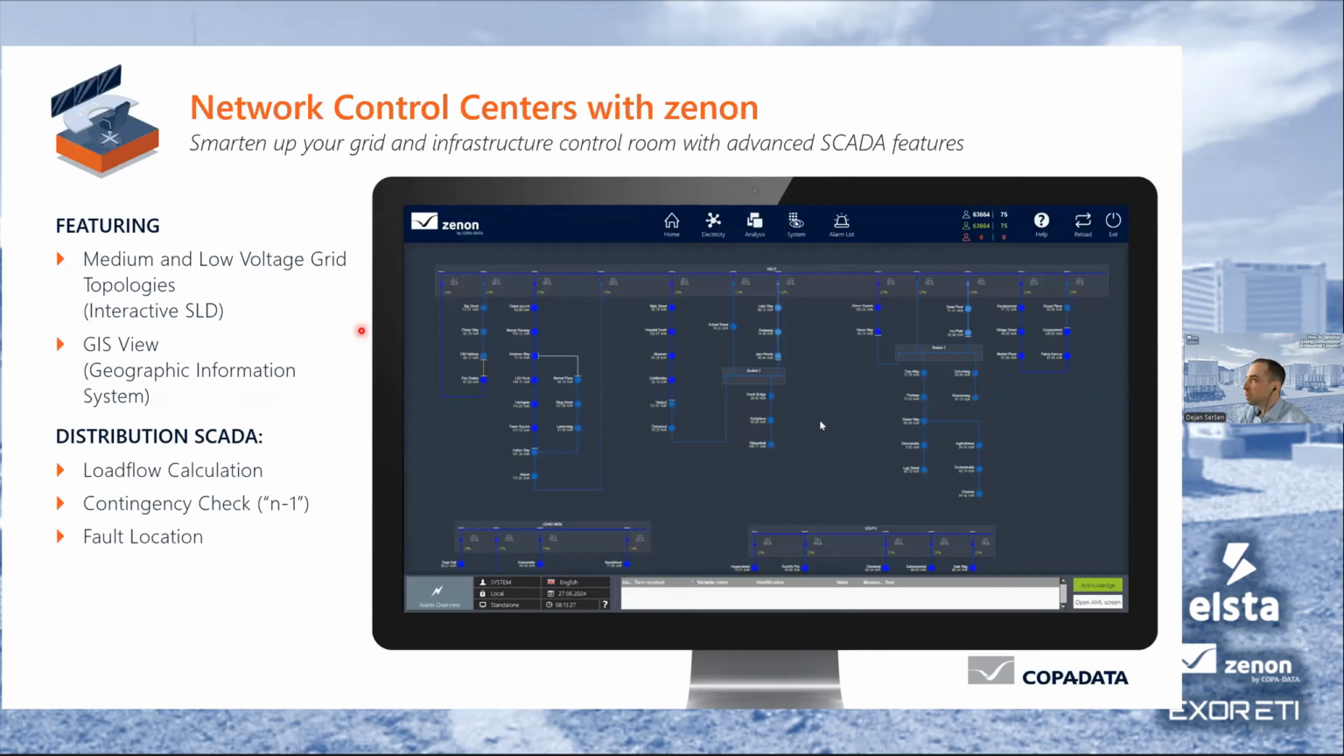With the network control centers, you can create this distributed management system for your water supply, gas supply, and also with these integrated solutions, a medium and low voltage grid. So we have use cases for smaller towns, also as a DMS system. And of course, an integrated geographic information system. So many possibilities for good situational awareness of your processes.